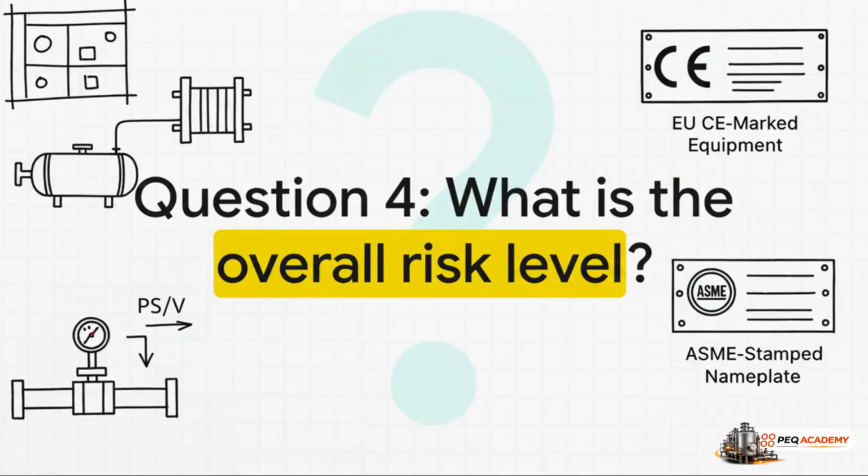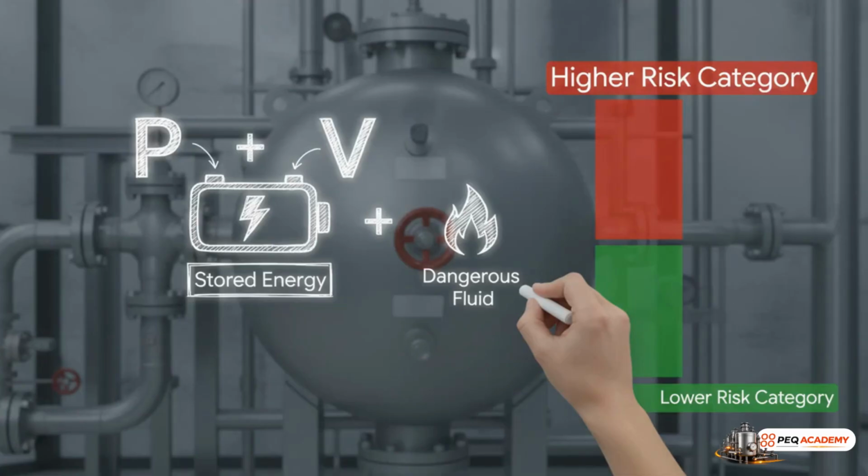And here we are, the moment of truth. Question 4. How dangerous is it? This is where we put all the puzzle pieces together, the numbers we found, the fluid we identified, to get the final verdict on the overall risk. And honestly, the logic here is beautifully simple. Just think about it. Pressure times volume. That's basically a measure of the stored energy. It's like a giant compressed spring. The more energy it's holding, the bigger the potential problem.